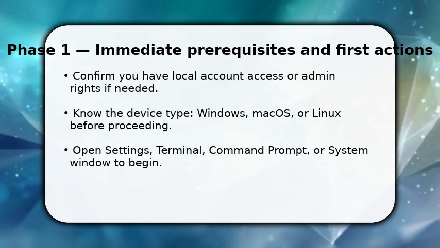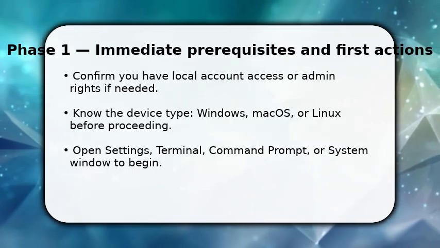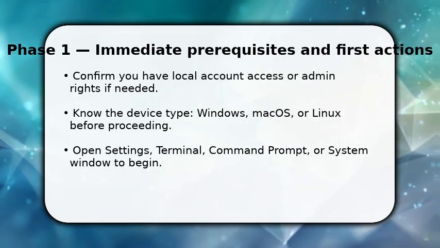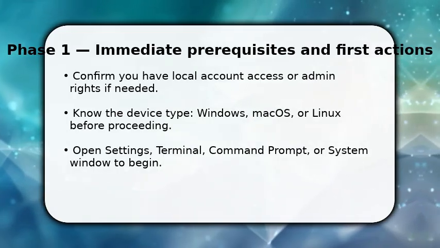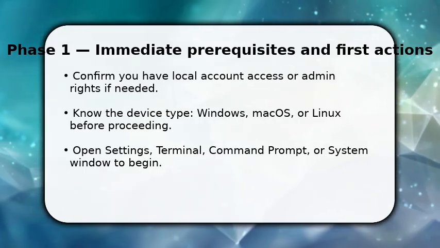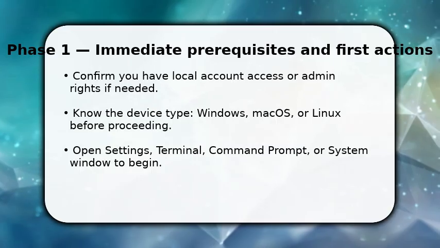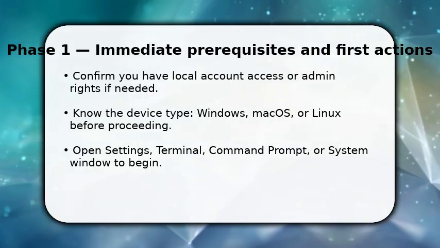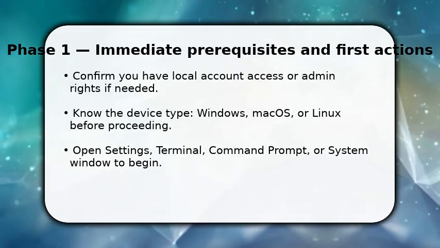You have access and the device in front of you. Start immediately. First, confirm whether you need admin rights because some commands show more detail with elevation. Once done, identify the OS family, Windows, macOS, or Linux, and open the Settings app or a shell, Command Prompt, PowerShell, or Terminal, so you can run the specific version checks.